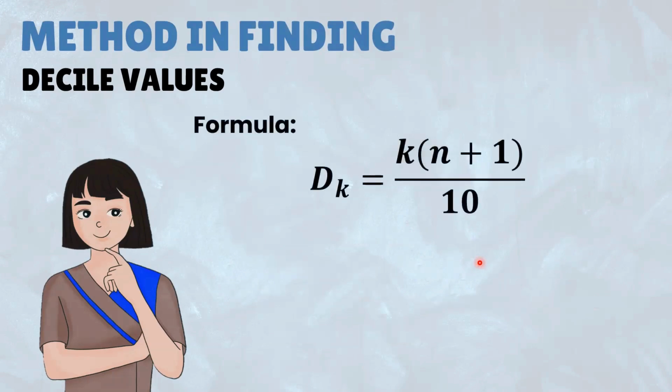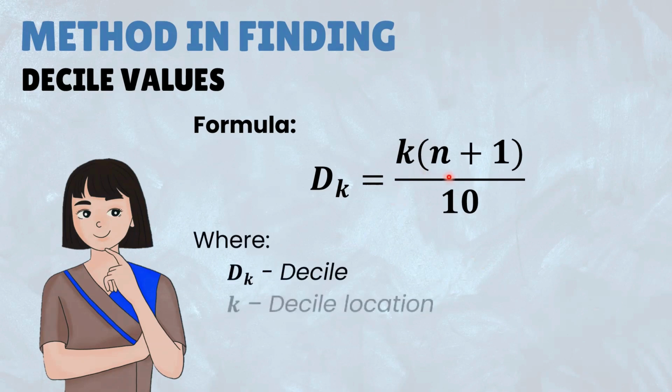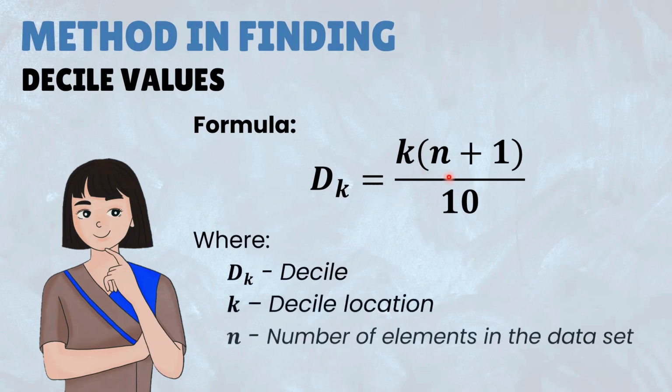Okay, so this is our formula again for deciles. D sub k is equal to k times the quantity n plus 1 over 10. D sub k in here represents our decile. K represents the decile location. And n represents the number of elements in our data set. Take note that this formula is used to determine the location of our unknown decile.